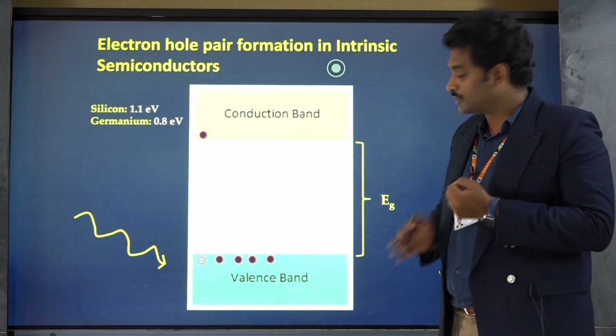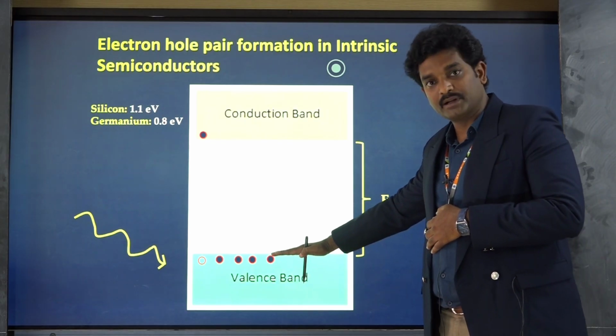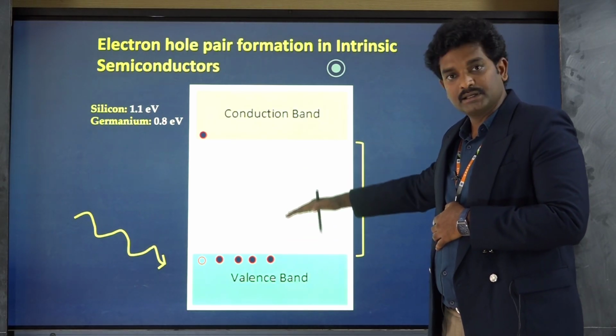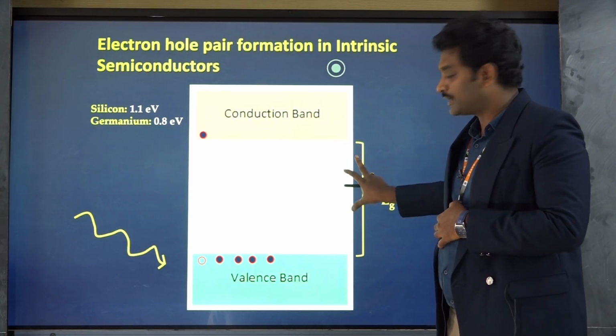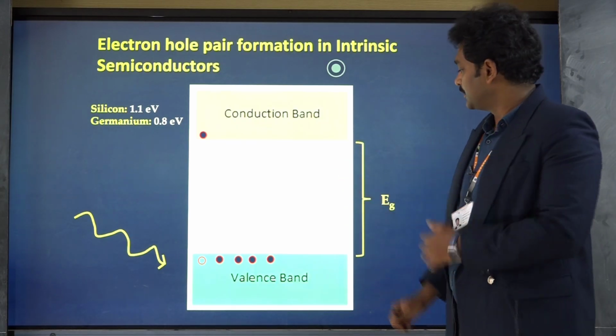So how much energy do you have to give? You are already in the valence band. You have to give slightly higher energy to break that bond and send the electron to the conduction band. That gap of energy, that energy difference, is called the band gap.